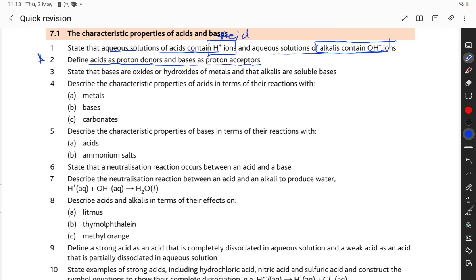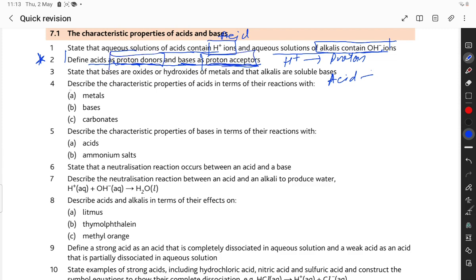This is an addition of the topic in the new scheme of study, so this will be assessed. So acid is a proton donor. Hydrogen ion is also known as a proton. This is the proton donor. Acid is a proton donor and bases are proton acceptors. These definitions are very important.